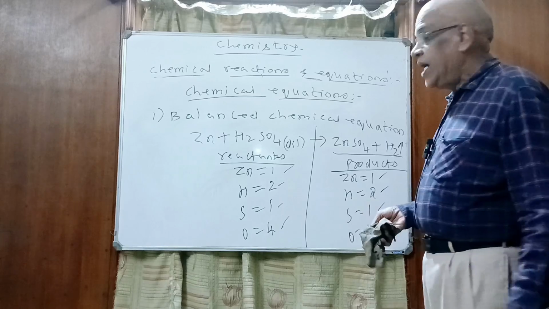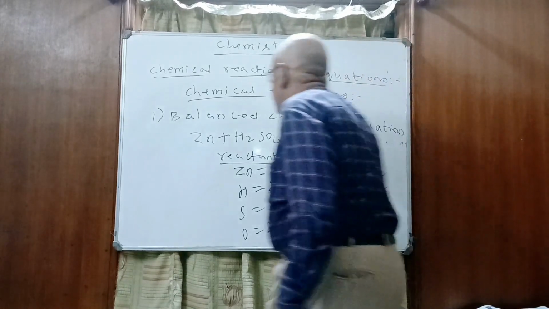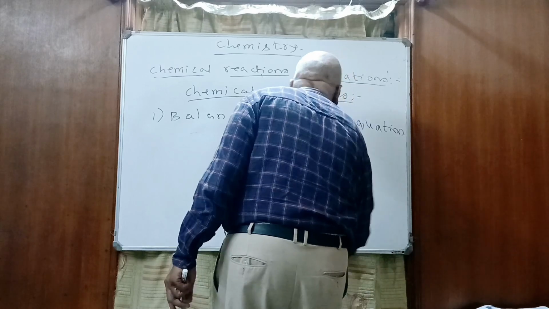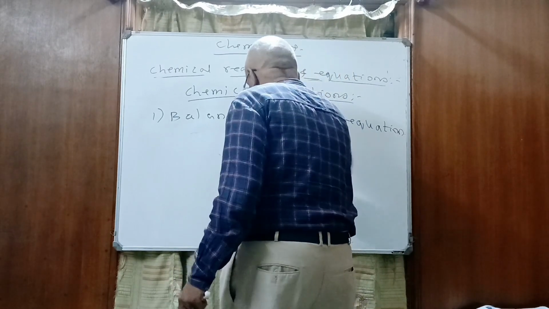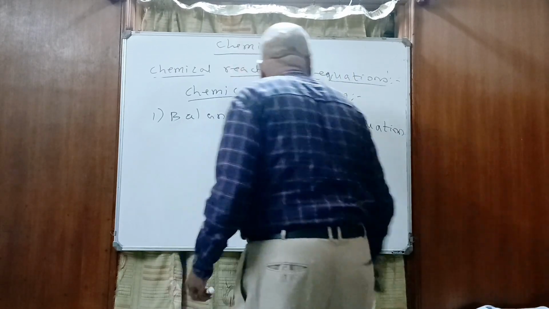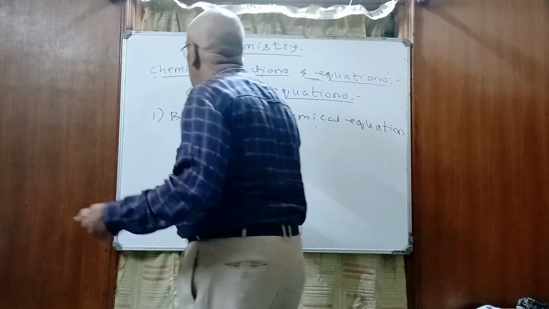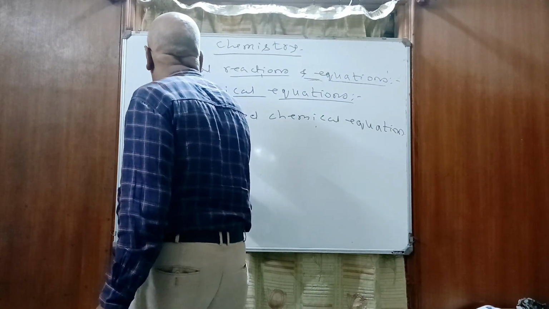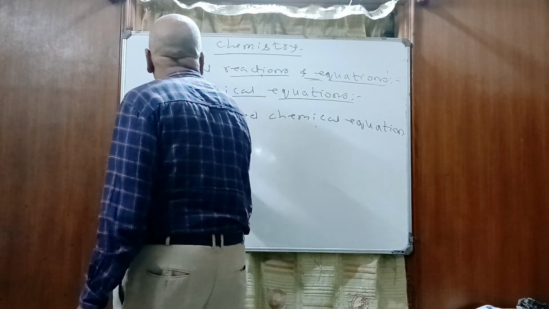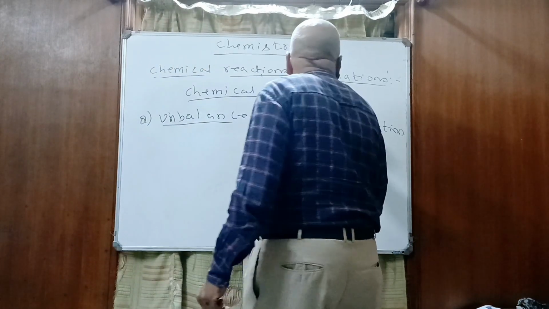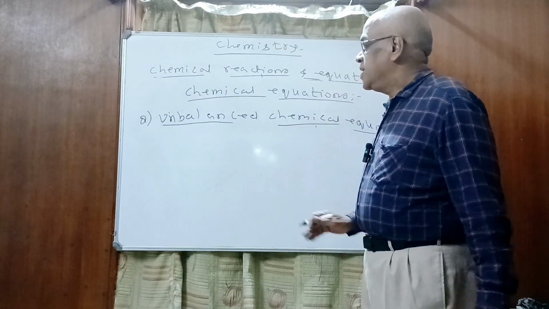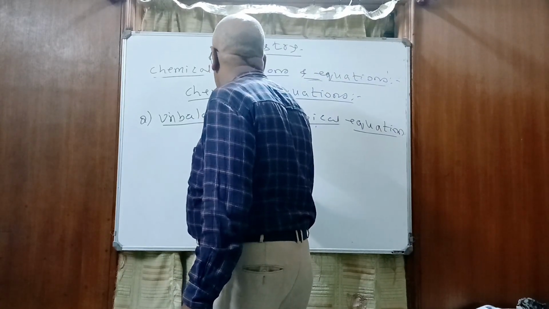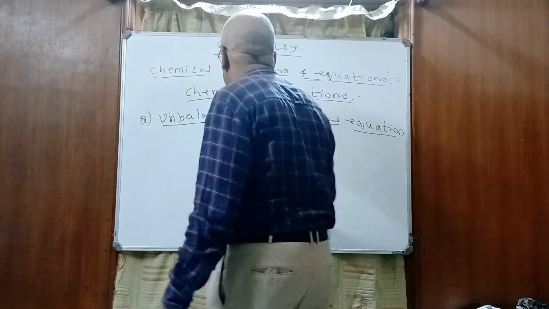Next one is what? Unbalanced chemical equation. What is an unbalanced chemical equation? An equation which has atoms of different elements different on the reactant side as well as the product side. What do we have to do? We have to balance it. Unbalanced chemical equation. Take an example, children.